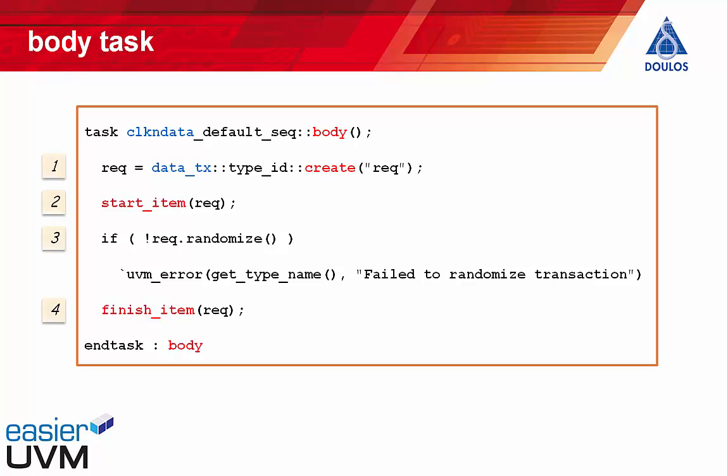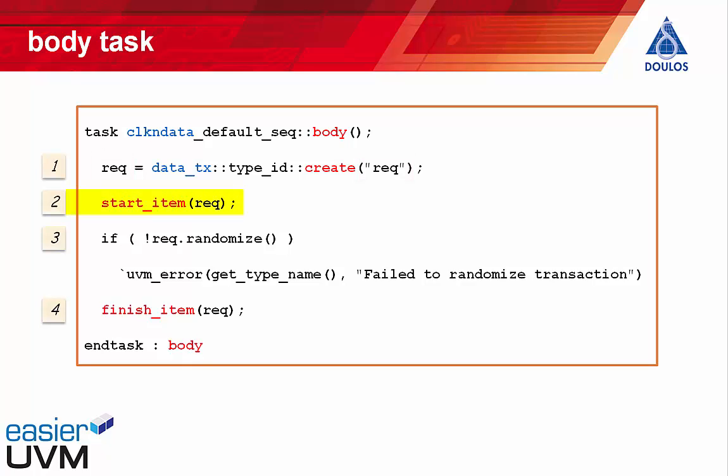So there's 4 essential steps to generating a transaction in a sequence that I've numbered here 1, 2, 3 and 4. So step number 1 is to create the transaction object, and we do that using this coding pattern that we've seen in previous tutorials. Data type, :: type_id, :: create. Of course, that's known as a factory method in UVM. It's using UVM's factory to create a new transaction object. And note that the name of the SystemVerilog variable is the same as the name of the string argument to create. That's just good coding practice.